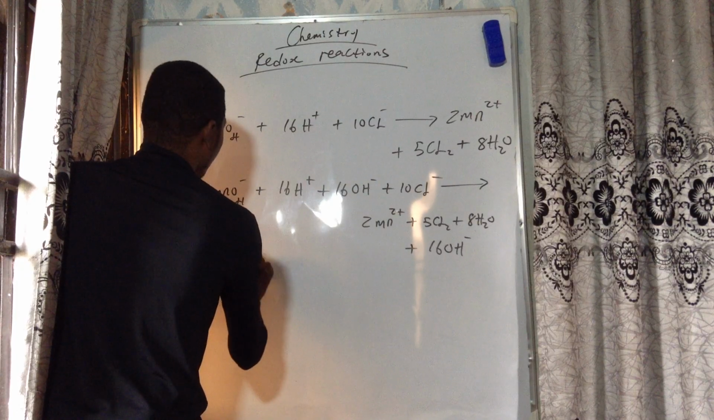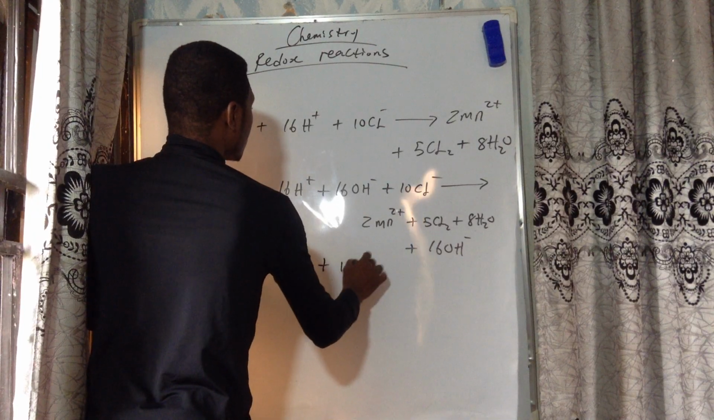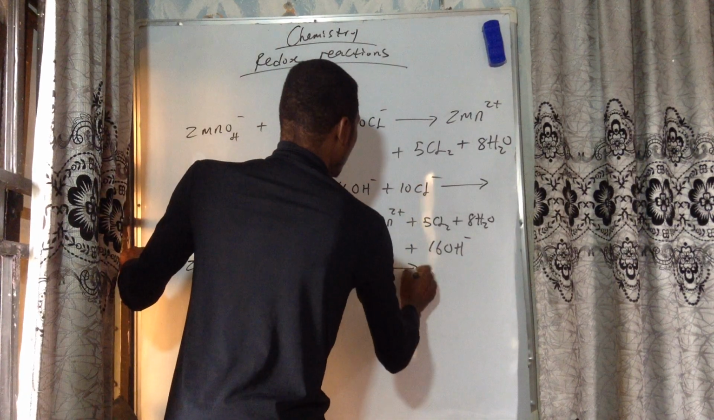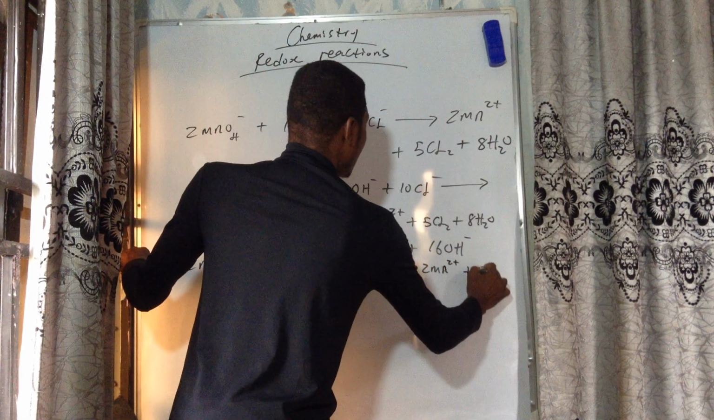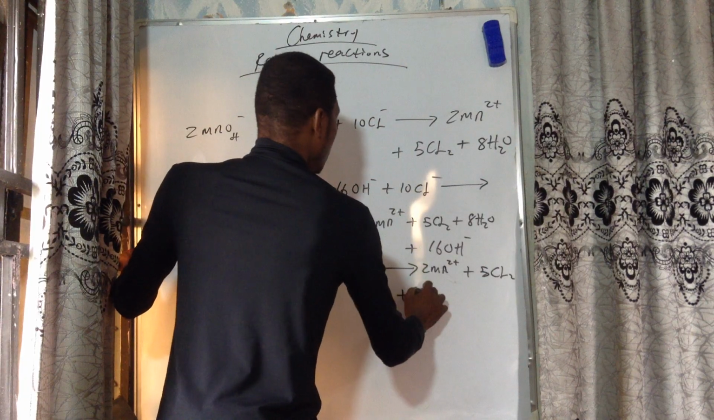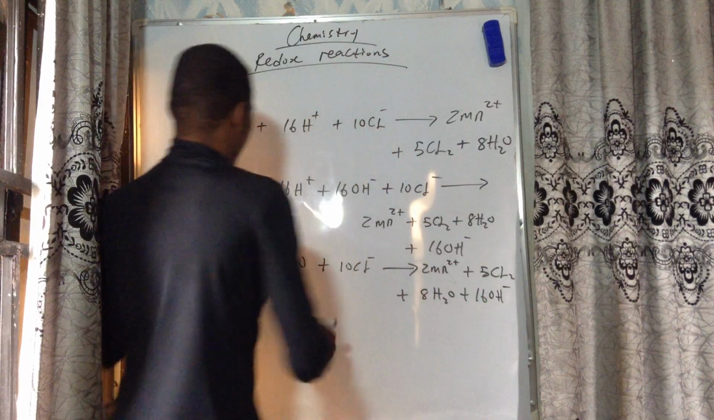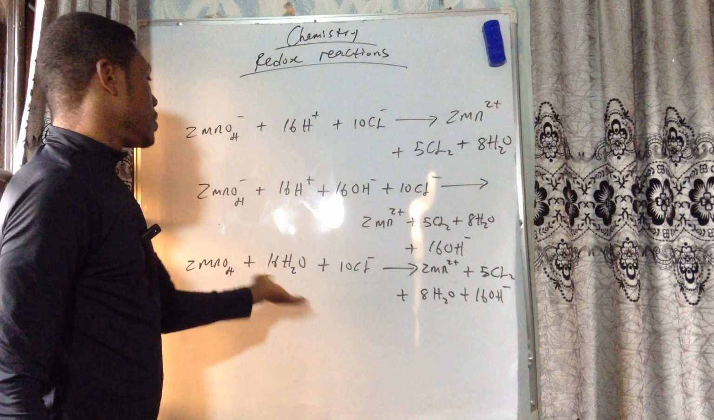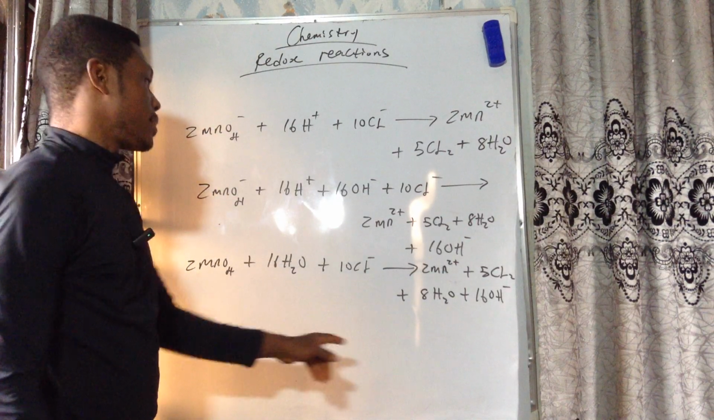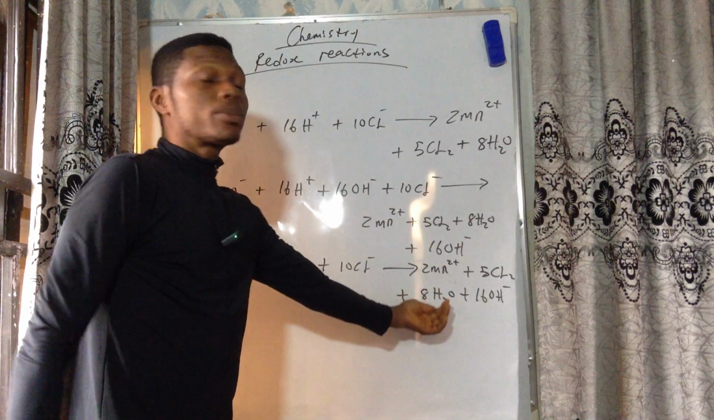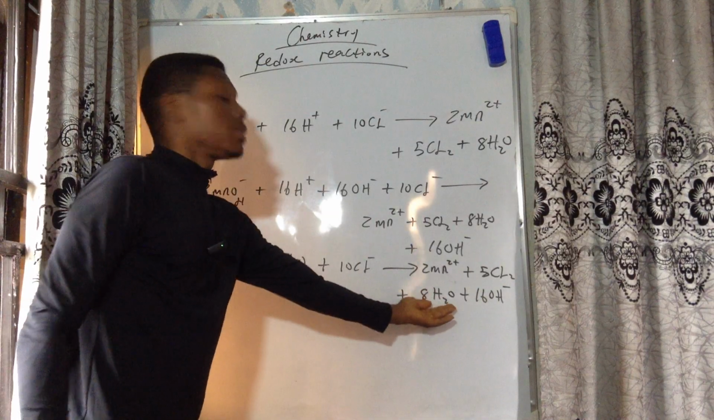2MnO4- + 16H2O, then plus 10Cl-, giving us 2Mn2+, then plus 5Cl2 plus 8H2O plus 16OH-. All right, so when you look at this, you know this is a chemical equation. So this is 16H2O and this is 8H2O. So we subtract 8H2O from both sides of the equation, just like taking this 8H2O to the other side.